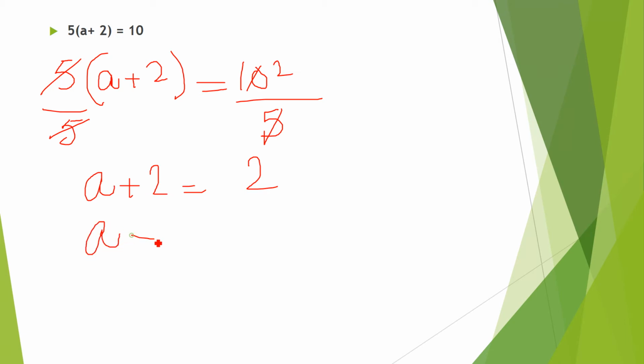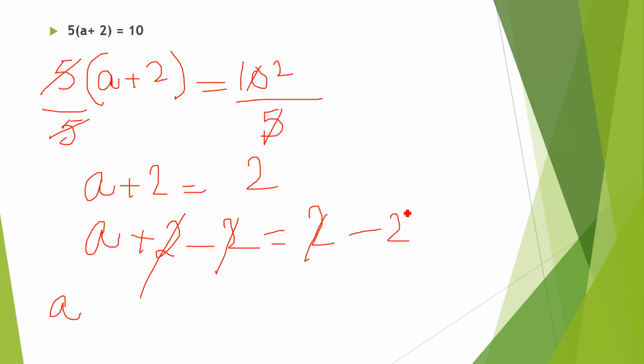So a positive 2, how will you remove it? If it is positive, I told you make it negative. So what we did, minus 2 on the left hand side, same thing you have to do on the right hand side as well. These will cancel out each other. This will also cancel out each other. So the value of a equal to 0, and this is our answer.